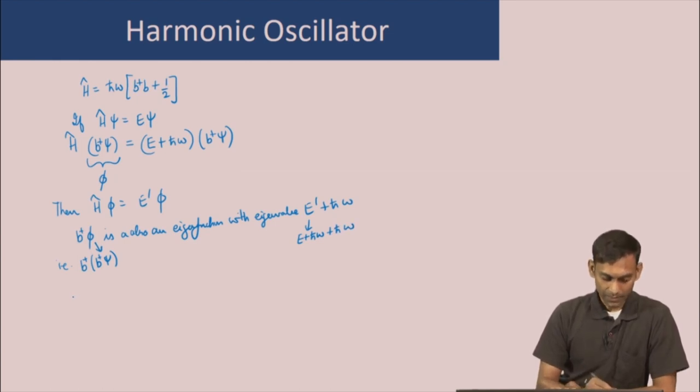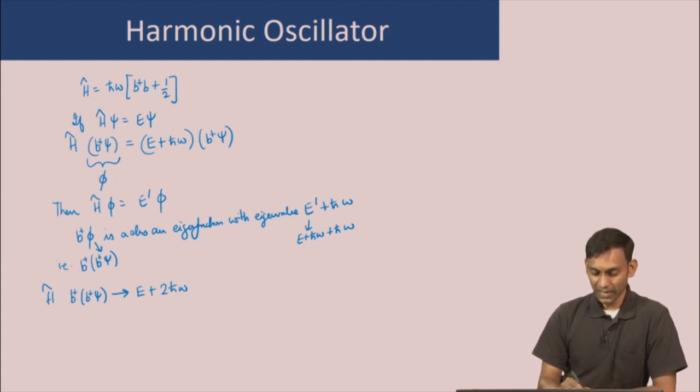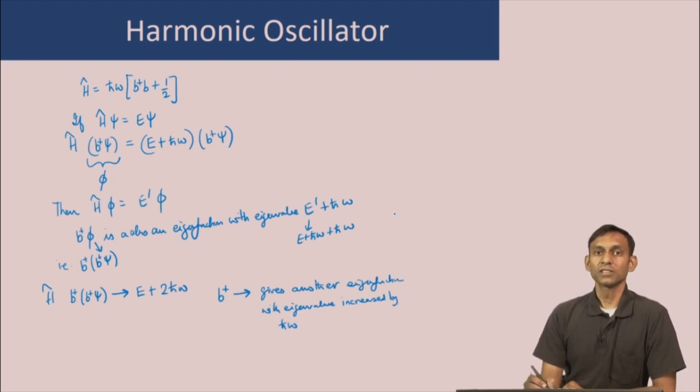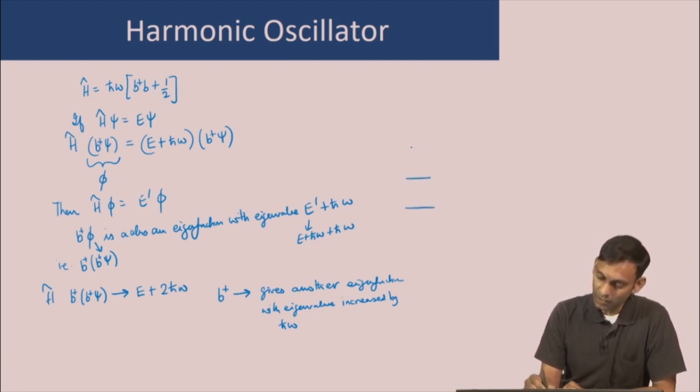So, in summary, B†B†ψ is an eigenfunction of the Hamiltonian with eigenvalue E + 2ħω. We see that the operator B† operates on an eigenfunction and gives another eigenfunction with eigenvalue increased by ħω. So, this suggests that the eigenvalues of the harmonic oscillator Hamiltonian are spaced by equal values, and the spacing in each case is ħω.